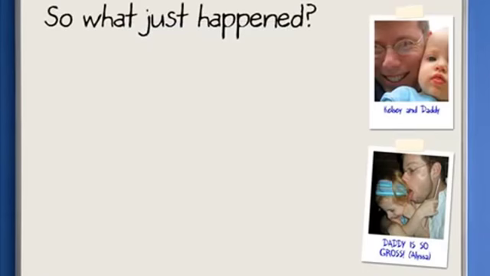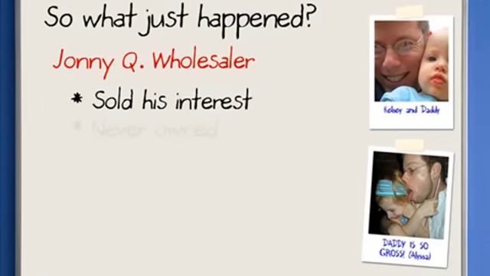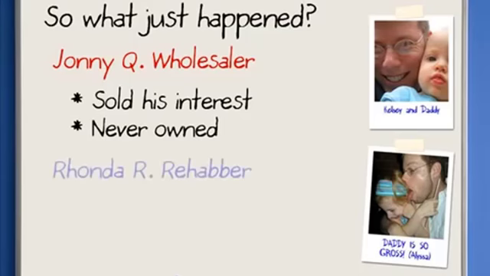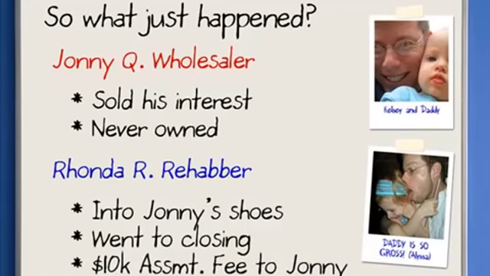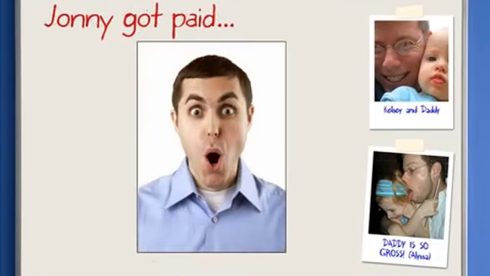And I want to keep things simple and just explain the basic mechanics for those who may not know how this works. So what just happened? Well, long story short, Johnny Q. Wholesaler just sold his interest in a real estate deal. He never owned the property, but rather his signature was on the purchase agreement. He assigned the purchase agreement to Rhonda R. Rehabber, who stepped into his shoes, so to speak. Rhonda R. Rehabber went to closing with Sally P. Seller and paid an assignment fee to Johnny of $10,000. Johnny took his $10,000 and went happily skipping down the street.